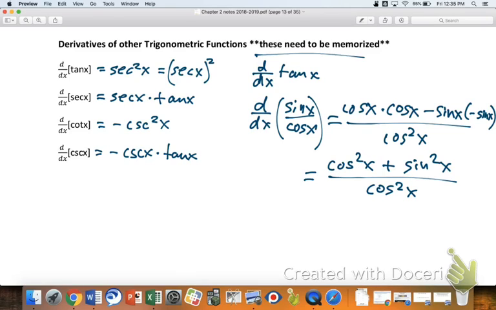What can you do with the numerator? There's a significant thing you can do. What is it? Yeah, it's the Pythagorean identity, right? So the whole numerator is 1. That's kind of nice. So then you look at that and you're like, well, how does this equal the thing that it's supposed to equal?